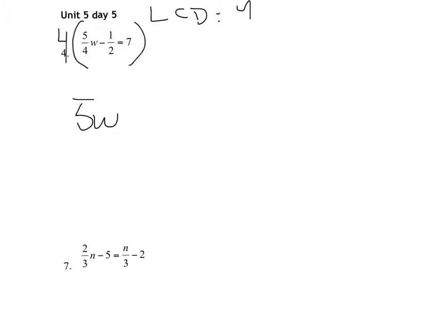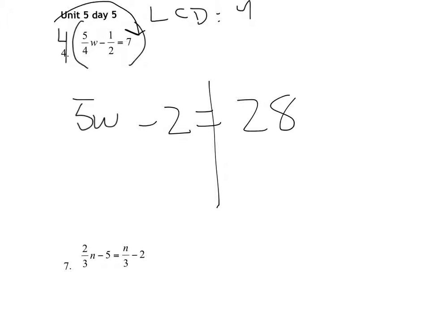I'm going to do the same thing here with my 2 and my 4. 2 goes into 4 twice. 2 times 1 is 2. So that's going to be minus 2. Equals, the one thing you can't forget is you have to multiply the 4 all the way over here by the 7 as well. That's 28. So my new equation now with no fractions is 5W minus 2 equals 28.